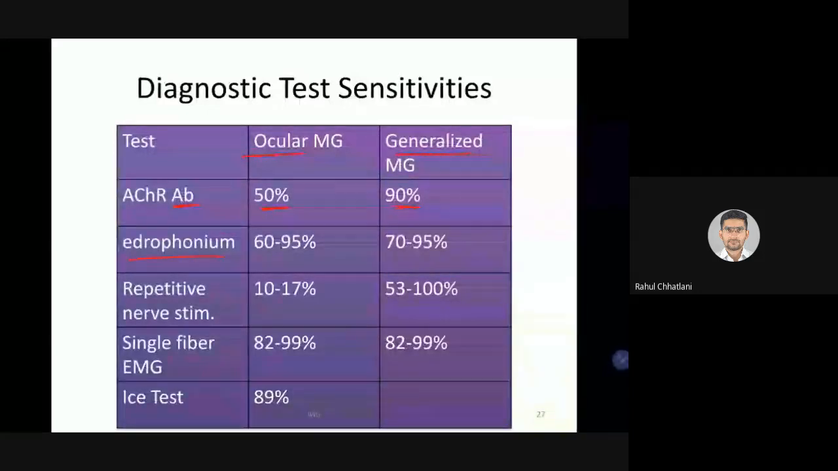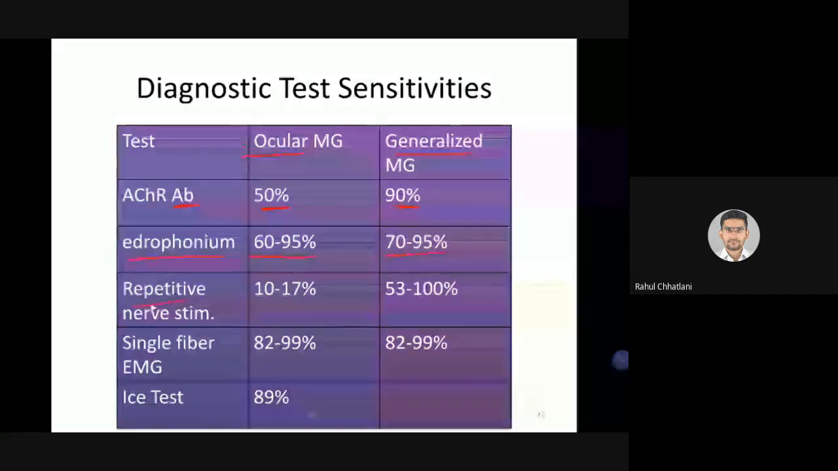Second, the edrophonium test, the test that we just saw. With direct IV edrophonium, it will be positive in 60 to 95% in ocular and 70 to 95% in generalized myasthenia gravis. Generalized means involvement of all the limb muscles together with the muscles of the eyes.